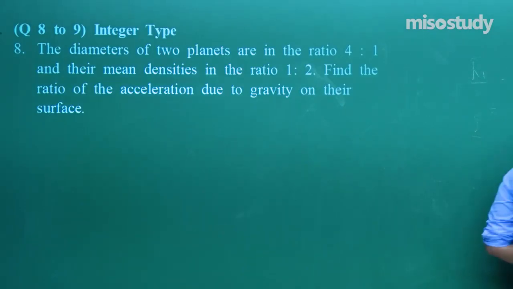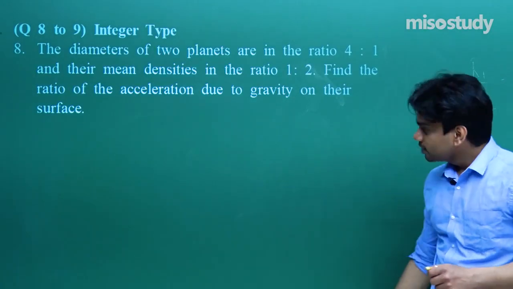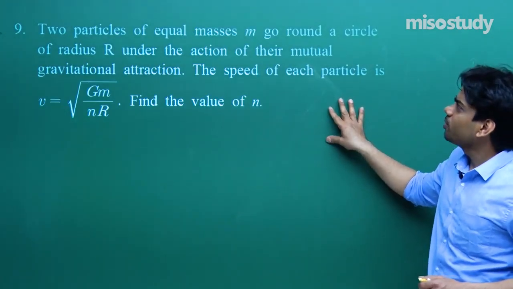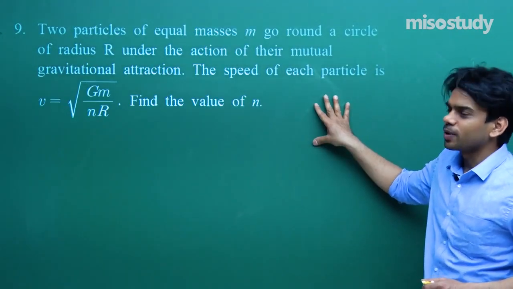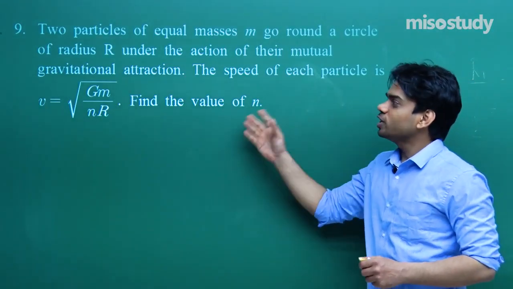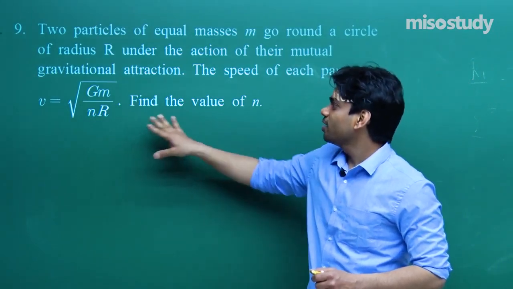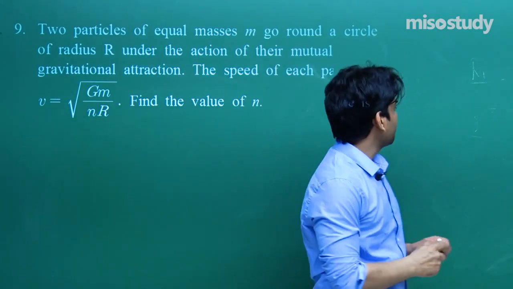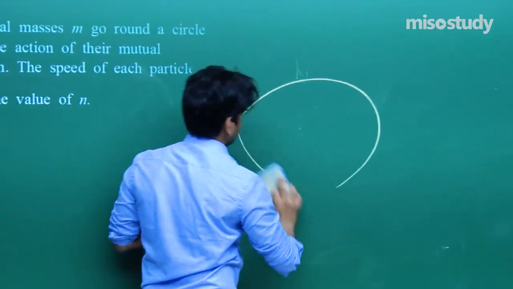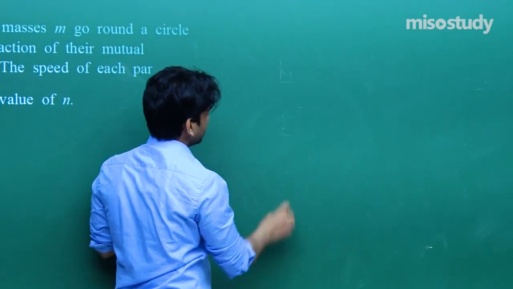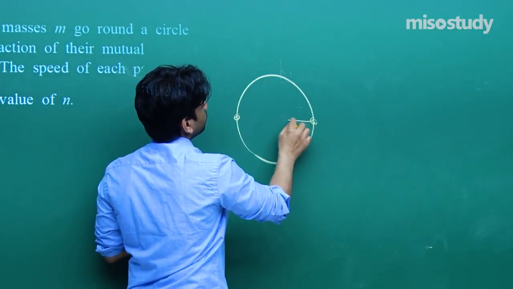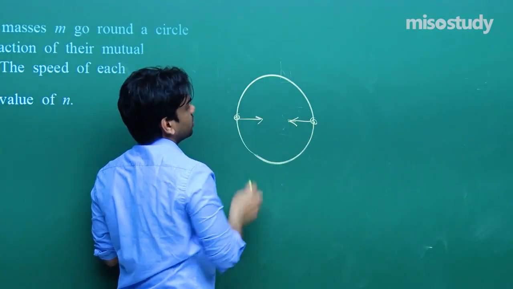Let's go ahead with the next question of the class. Question number 9. Two particles of equal masses m go around a circle of radius capital R under the action of their mutual gravitational attraction. The speed of each particle is v equals under root GM by nR. Find the value of n. Now see here, two particles are moving around a circle under their mutual force of attraction. This is what is happening.